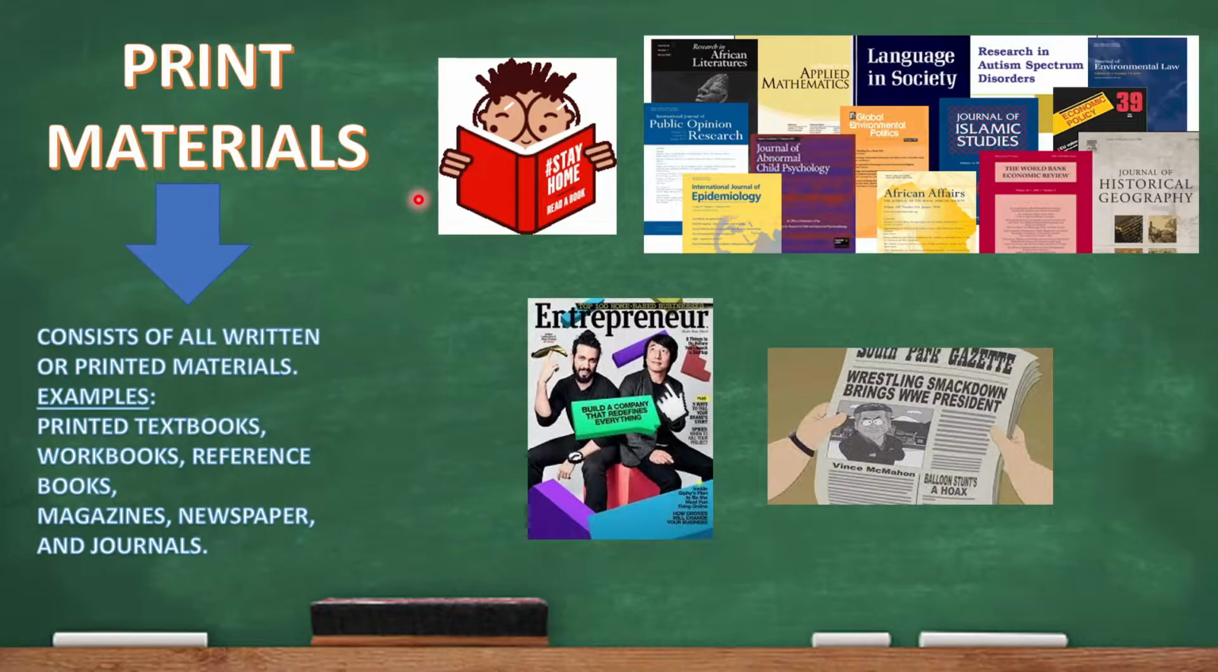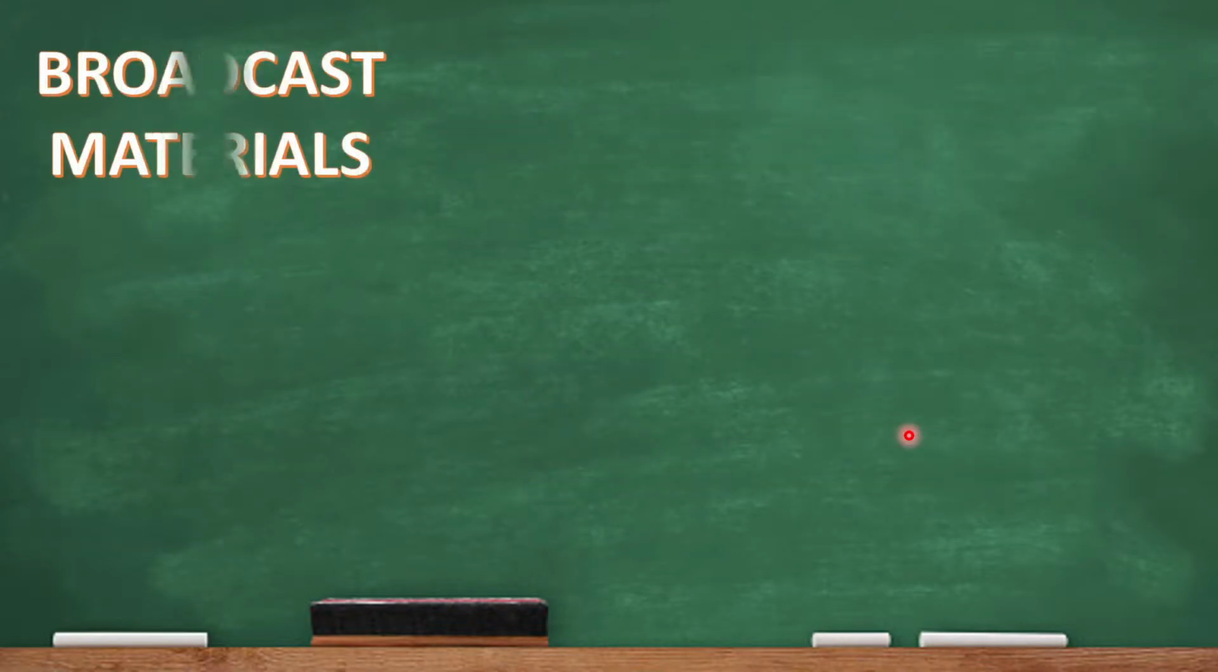Print materials can also be those that are written by hand. Some of the books or some of the notes can be noticed as written by hand and not printed. Those can be classified as print materials. Remember, examples of print materials are books, periodicals or journals, magazines, and newspapers. Let's proceed with the next.